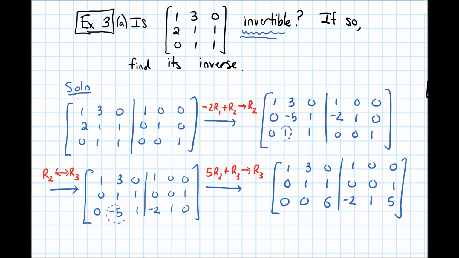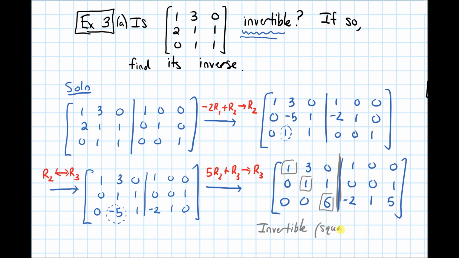So at this point, I can see the pivots on the left-hand side. I see that this 1 is a pivot, this 1 is a pivot, this 6 is a pivot. So I can answer the first part of the question about whether my matrix is invertible. There's a pivot in every single row and column of the left-hand side. So that's in my original matrix. So my matrix is invertible.